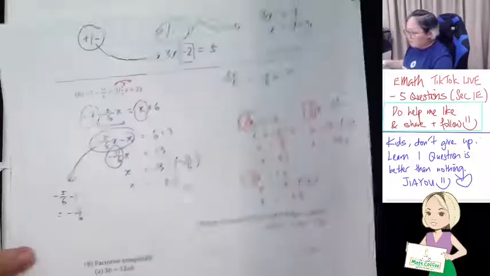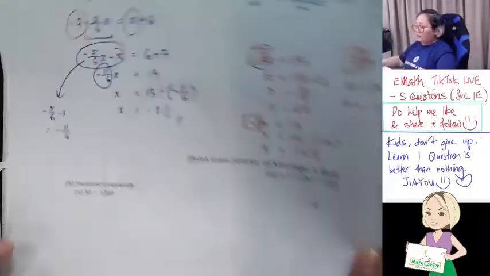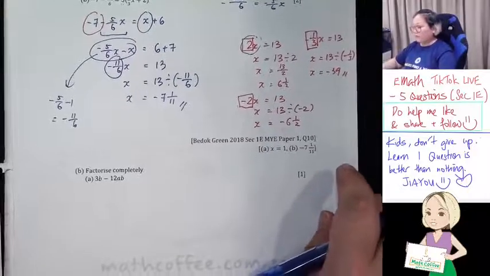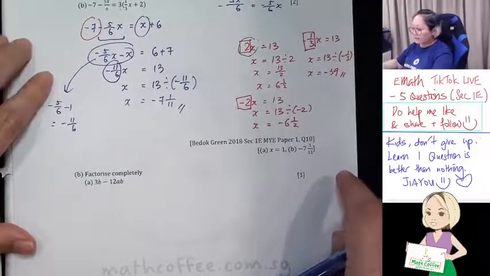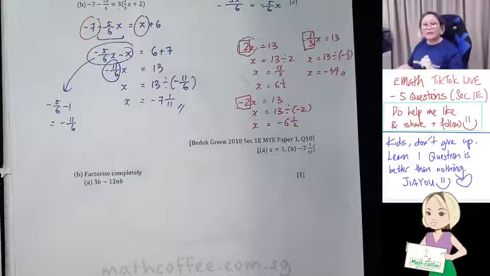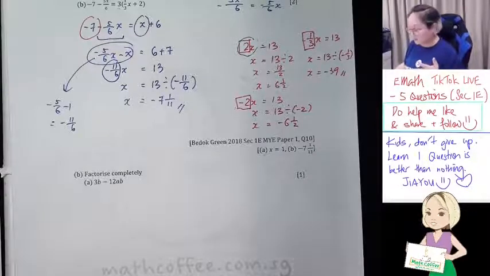Let's move on. Factorization. So in Sec 1, most schools only teach taking out common factor. Okay, some schools teach the grouping terms as well. But eventually when you go to Sec 2, you will learn 4 methods of factorization. Taking out common factor, grouping terms, cross method, and a squared minus b squared. But now we are doing Sec 1, and this question is only taking out common factor.